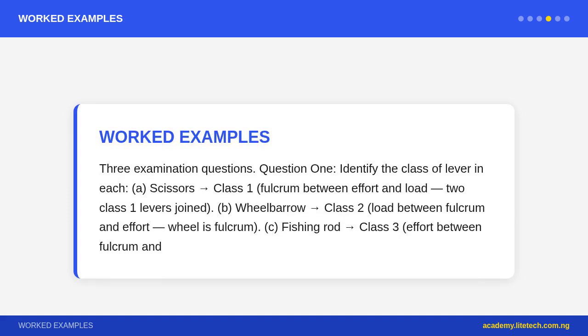Nigerian use: ramps for loading heavy goods into trucks, hillside roads. The Oroba Hills Road in Ondo State uses inclined planes.